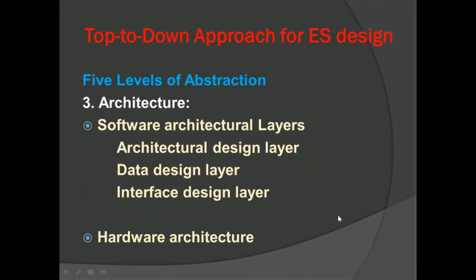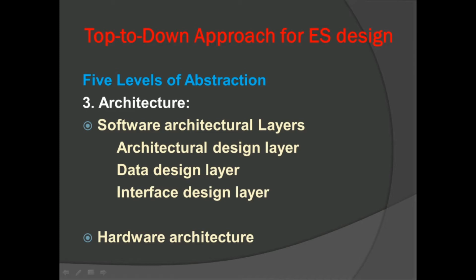Now let's move towards the third level of abstraction called architecture. Now architecture mainly has two layers. It is called the software architecture layer and the hardware architecture layer. In the software architecture layer, we can see three layers. First is the architecture layer. The architecture layer deals with the data structure, databases, the algorithm, control functions, state transition functions, processes, data and program flow, right?